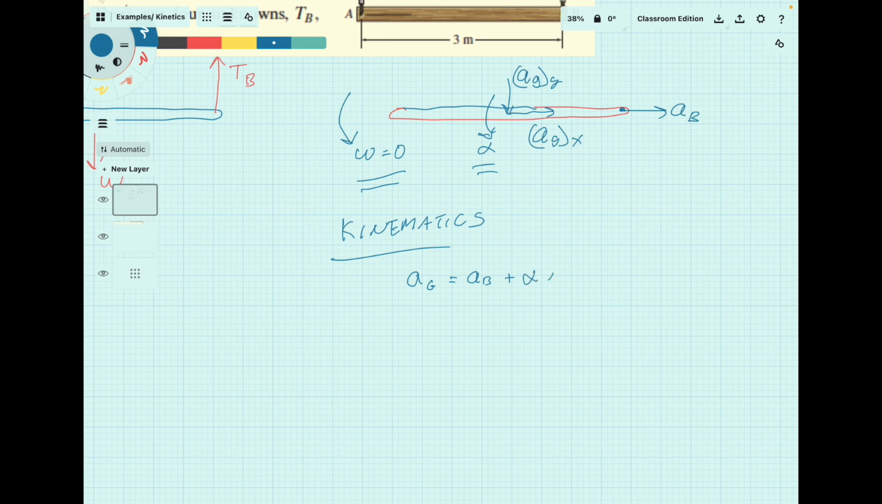plus alpha crossed with RG as viewed from B, minus omega squared RGB. Of course, we're in vector space now, so let me add that back in everywhere appropriate. Okay, now some of these are going to be 0, but some of them we will be able to write out solutions for otherwise.